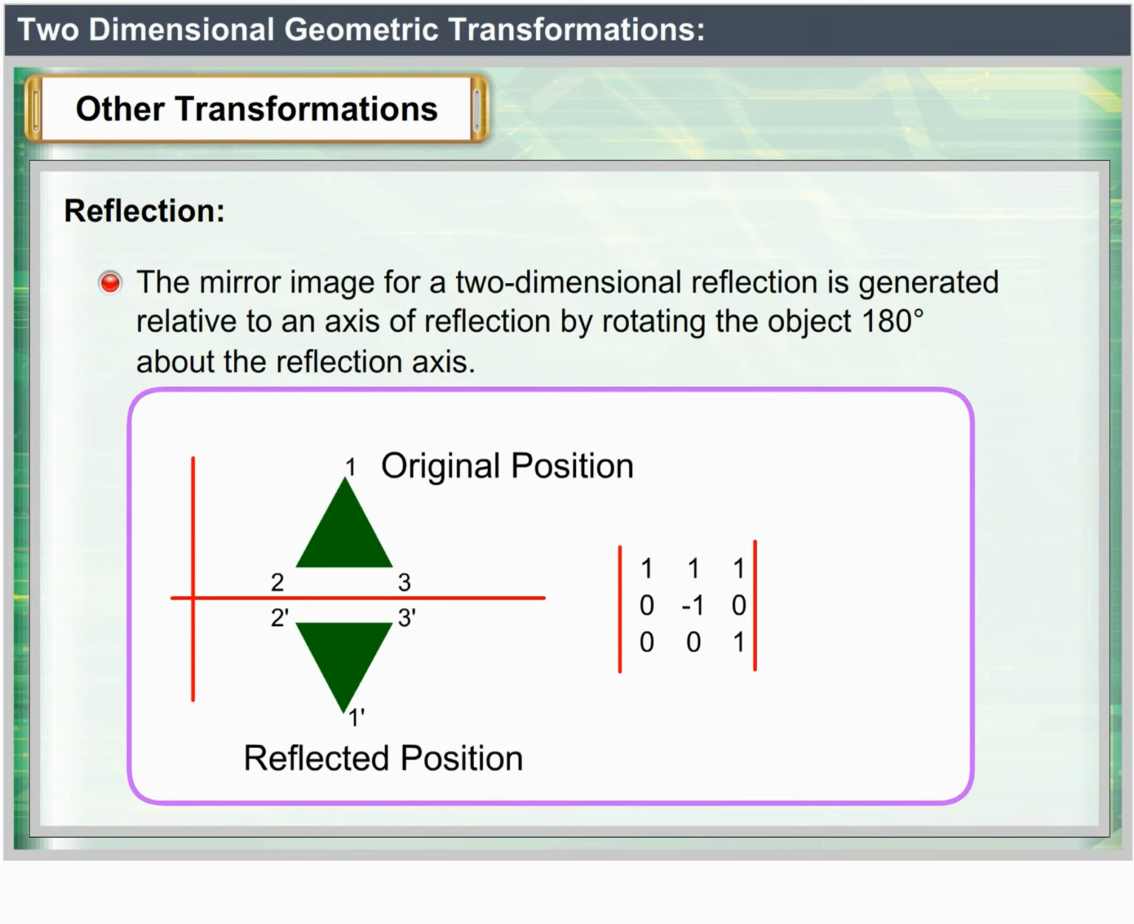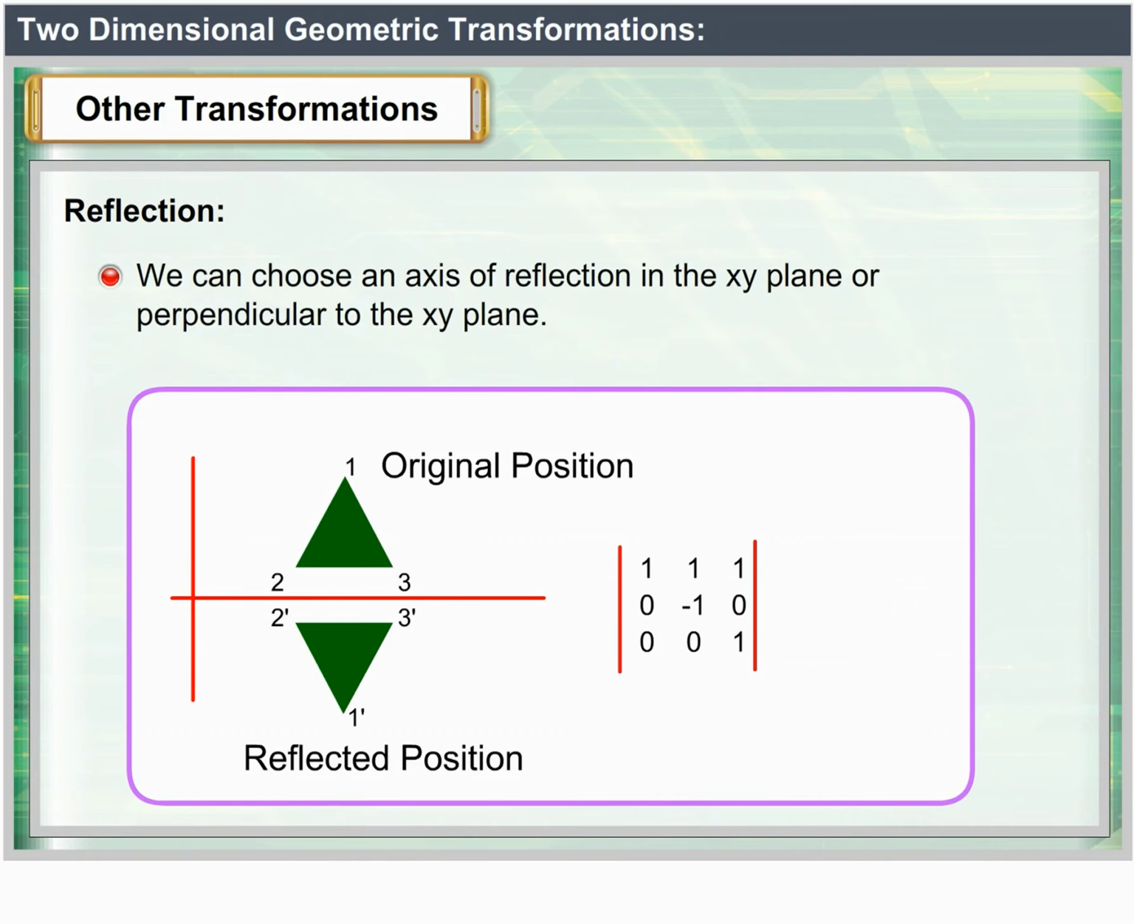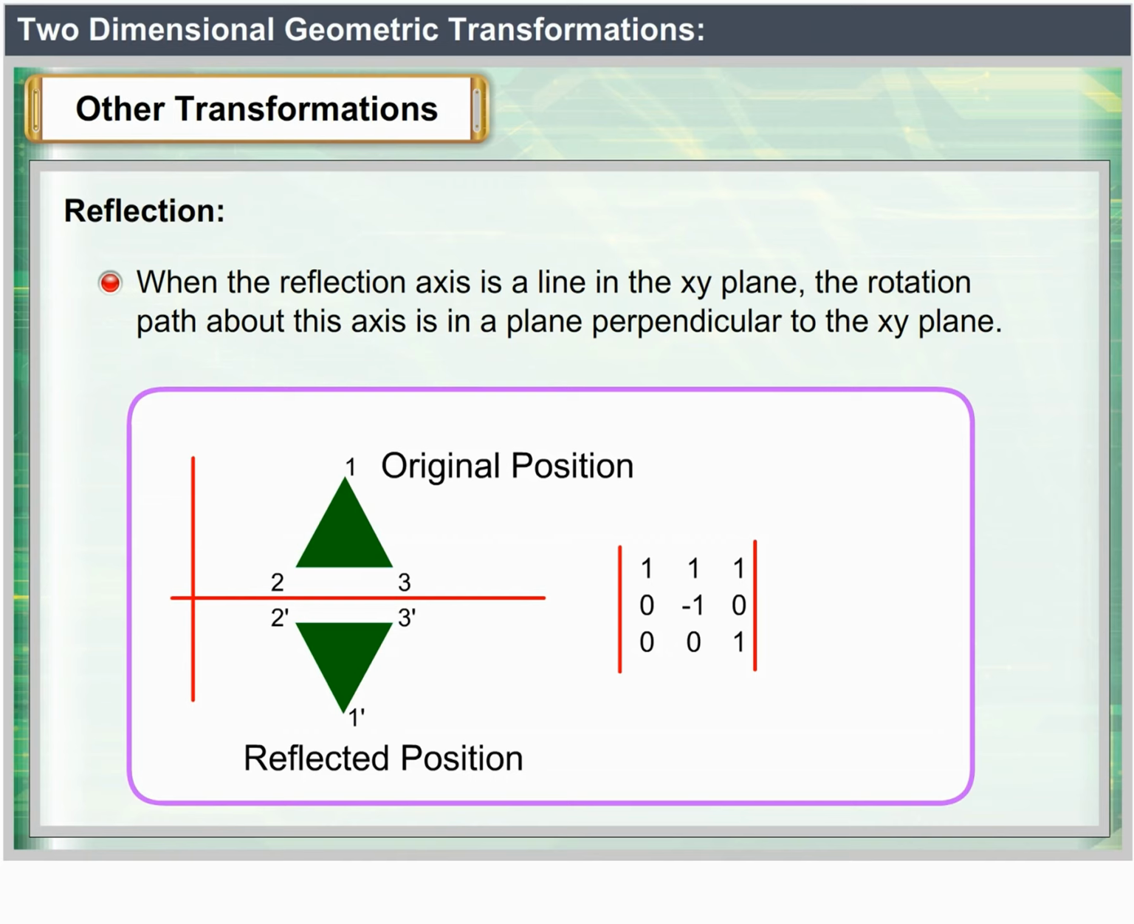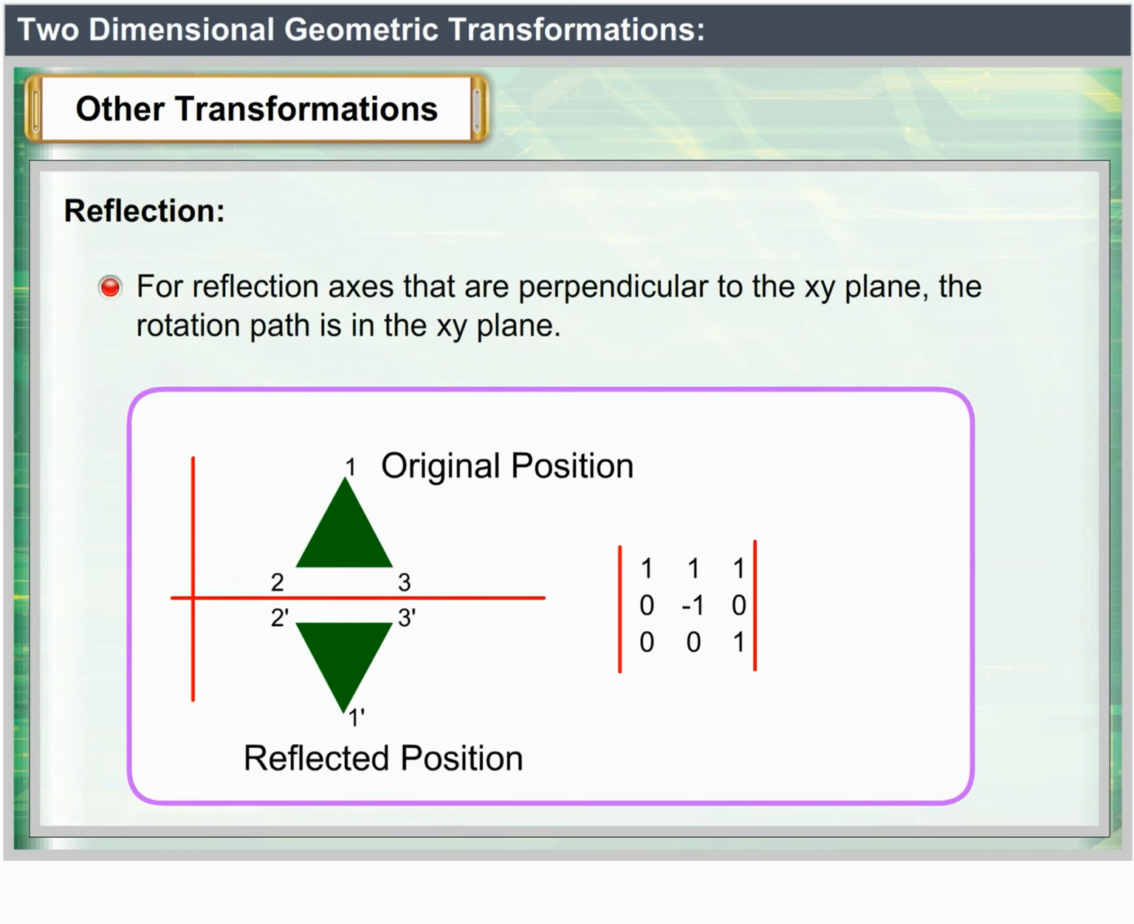We can choose an axis of reflection in the xy plane or perpendicular to the xy plane. When the reflection axis is a line in the xy plane, the rotation path about this axis is in a plane perpendicular to the xy plane. For reflection axes that are perpendicular to the xy plane, the rotation path is in the xy plane. Following are examples of some common reflections. Reflection about the line y equals 0, the x-axis, is accomplished with the transformation matrix, as shown on screen.